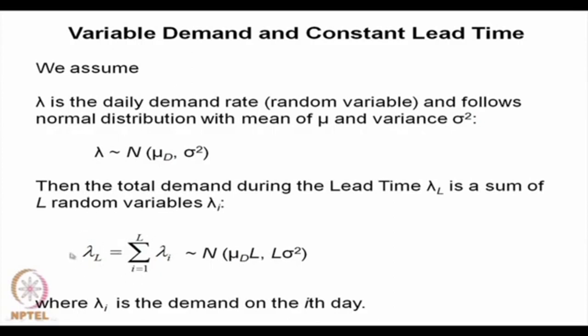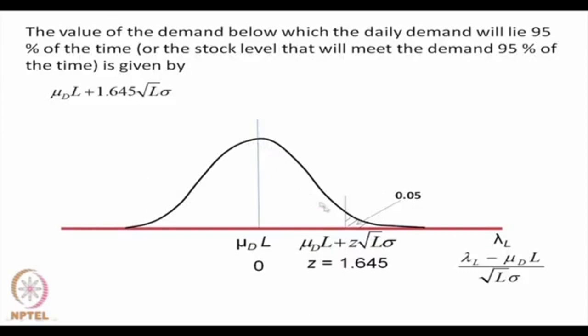We are trying to define the sum of L number of random variables lambda i. So, means are added and variances are also added. Therefore, lambda L follows normal distribution with mean mu d into L and variance L into sigma square, where lambda i is the demand on the ith day. So, basically we are saying that this is the normal distribution whose mean is mu d into L, and we are plotting lambda L, the sum, that means the total demand during the lead time.